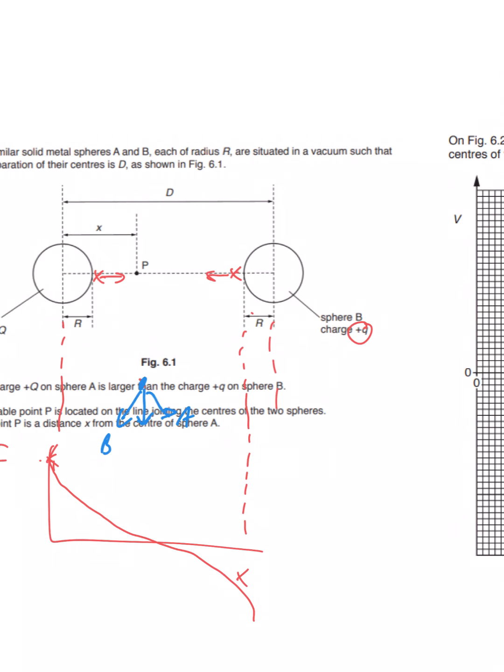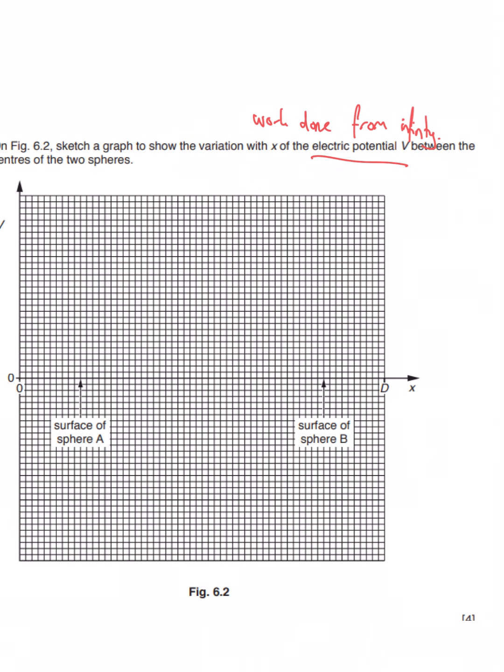So there's no path I can take that wouldn't involve doing work. So I think it would be fair to say that I'm not going to have any negative areas here, because it's always going to take me energy to push a positive charge towards it. So I can probably get rid of this.